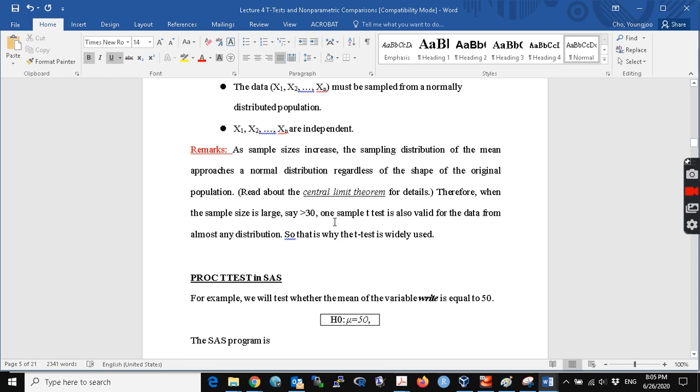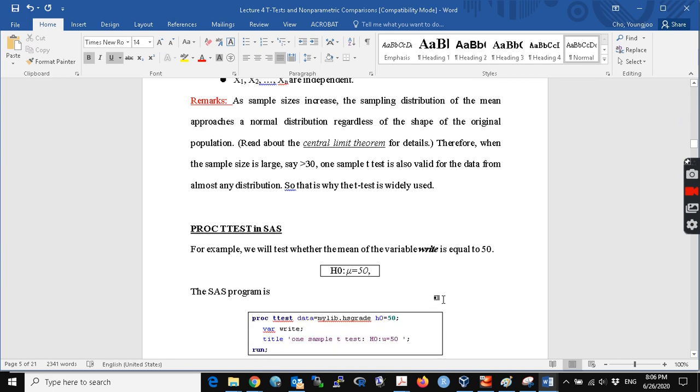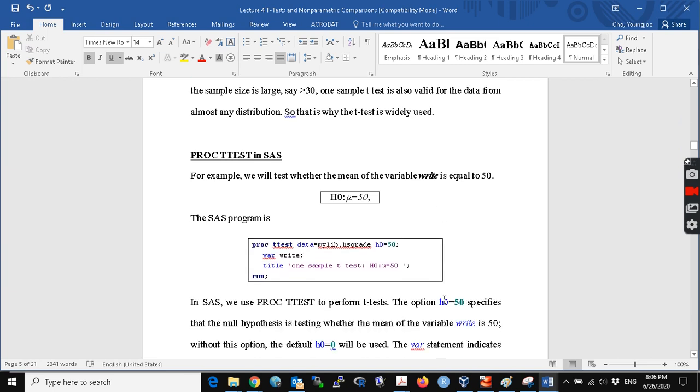So when the sample size is large, the one sample t-test is valid for any distribution. Even though your population distribution is skewed, if you have enough sample size, then you can use a t-test here. So that is why the t-test is widely used.